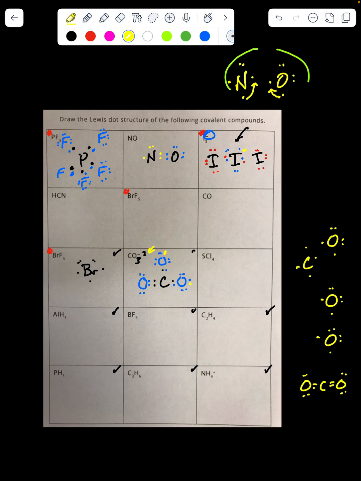I think the ones at the bottom are pretty straightforward. If you check your notes, carbon monoxide, you should be able to find that. BrF5 and BrF3. This one is just like the PF5 that we did at first. All right, give it a go. Do your best.